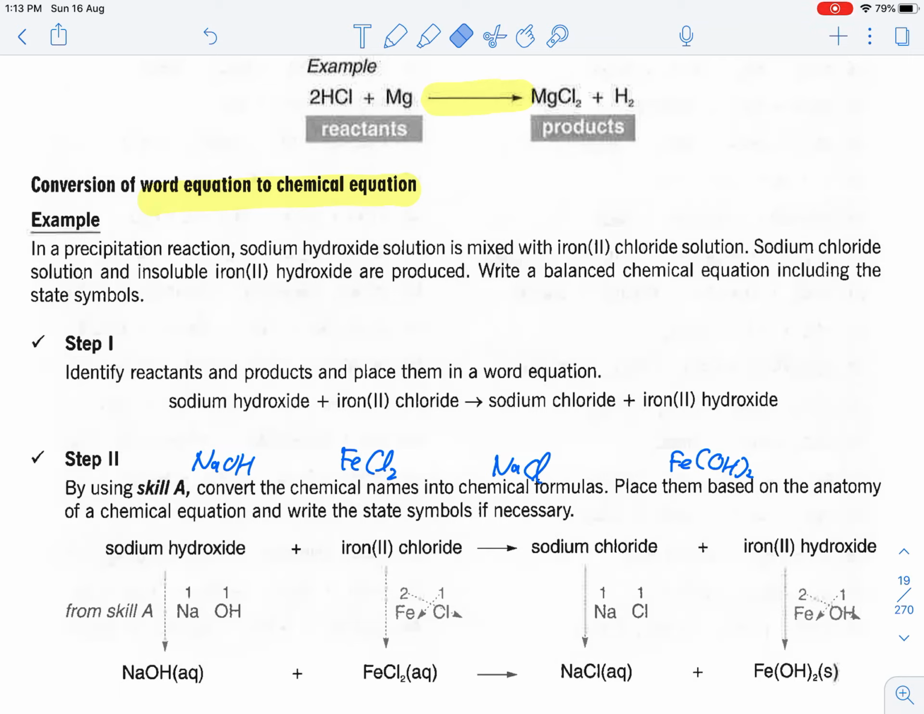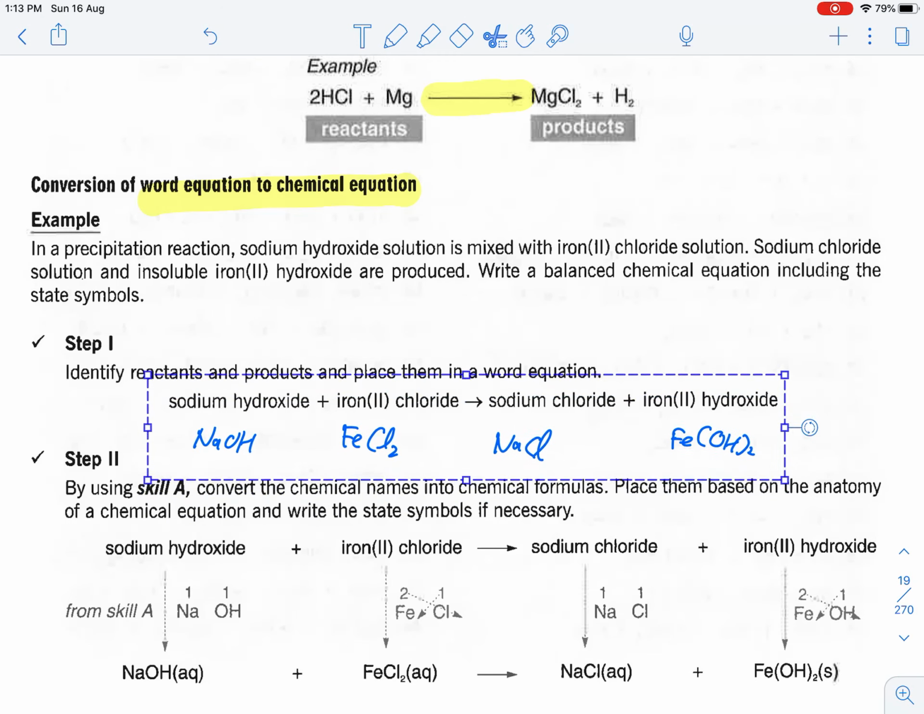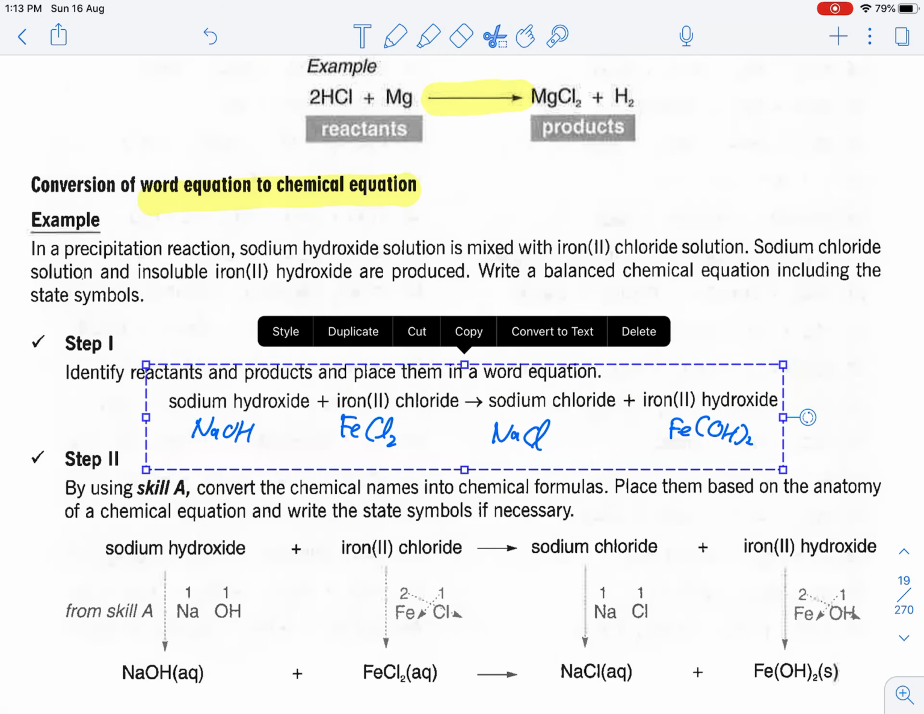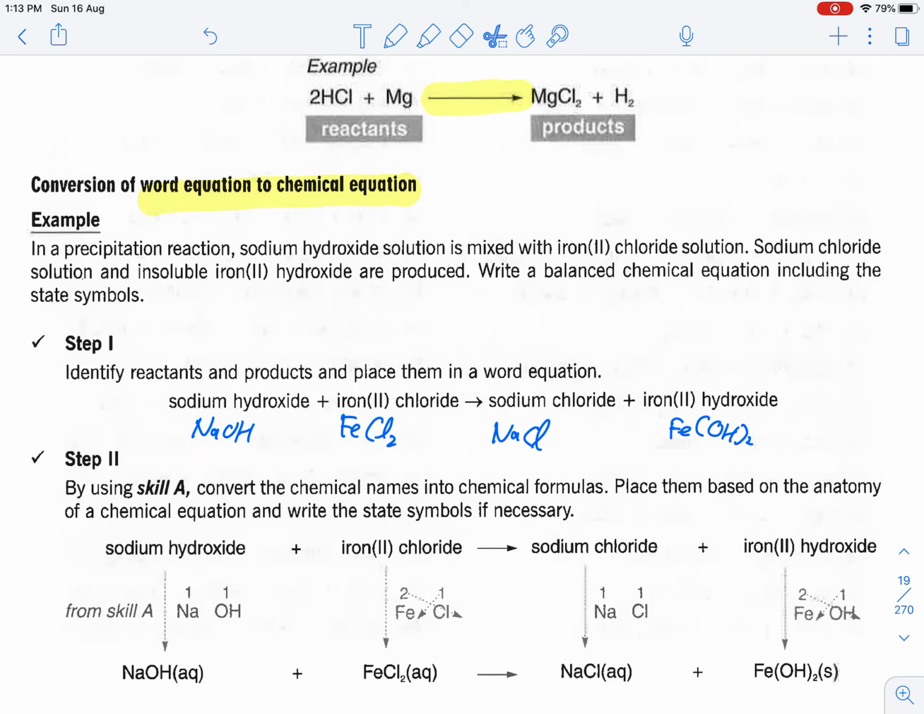Now with this in mind, you have already written the formulas. Wait, what if the Fe charge was negative? Fe will not have a negative charge. No, but what if? It can never happen. Okay, so you draw the arrow and you write a plus.